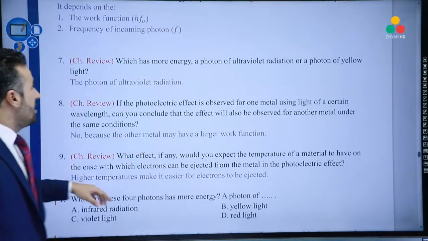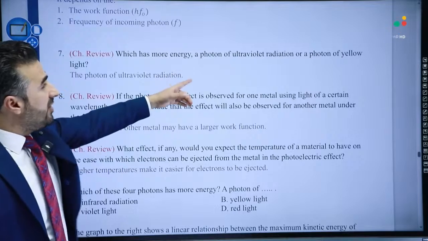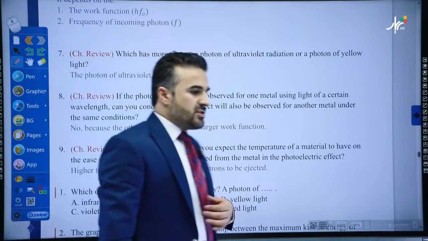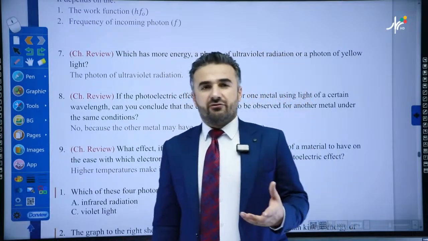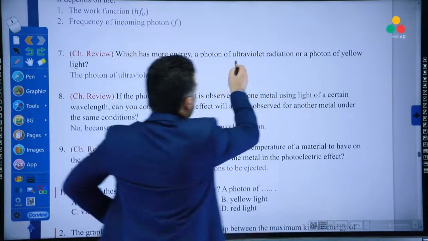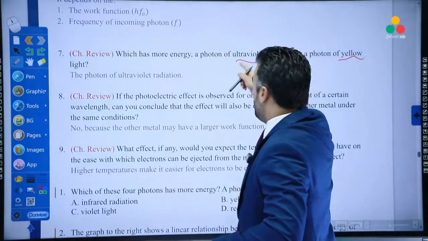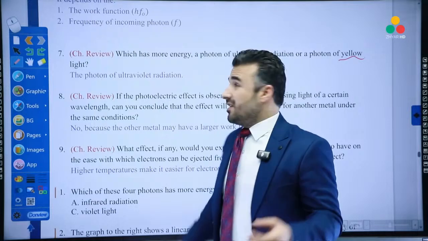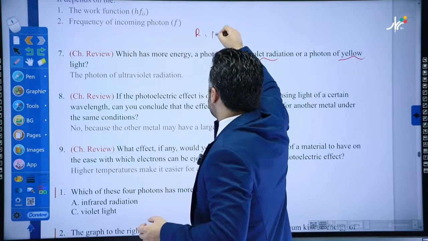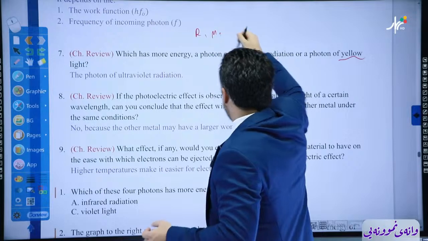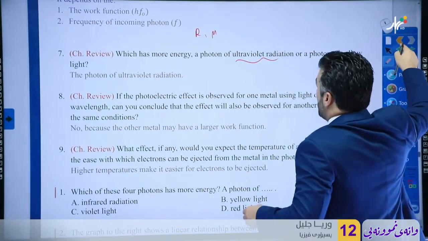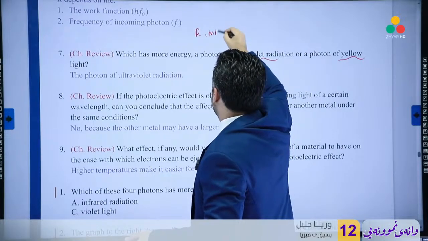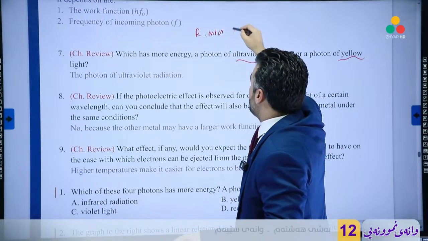Now we have another question, which says, which has more energy, a photon of ultraviolet radiation or a photon of yellow light? In order to answer this question, you have to know which one has a higher frequency. Remember this, we have ultraviolet radiation and yellow light. When we say ultraviolet, you have to know the electromagnetic spectrum. That is basically radio waves, then microwaves, and let's use the letter M for micro just to help you remember this. Okay, let's just call it microwave here. And then we have infrared, okay?